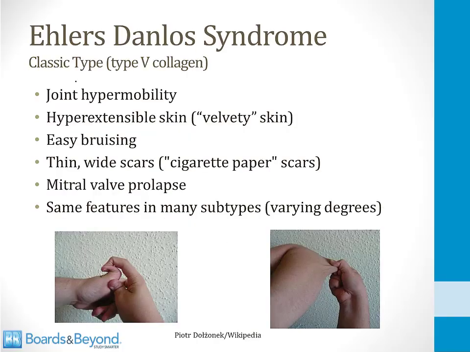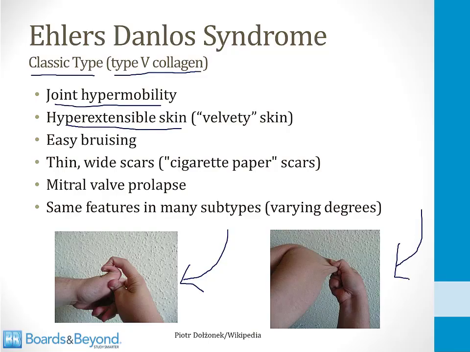Let's talk about some of the clinical features that can be seen in the classic type of Ehlers-Danlos syndrome. This is the type related to type 5 collagen. First of all, these patients often have joint hypermobility. Shown at the bottom left of the screen is a picture of a patient with Ehlers-Danlos syndrome. You can see that this patient is able to bend their finger all the way back. This is evidence of joint hypermobility. Another classic feature is hyperextensible skin. At the bottom right side of the screen, you can see this person is able to pull their skin entirely off of their leg. This can be seen in Ehlers-Danlos syndrome.